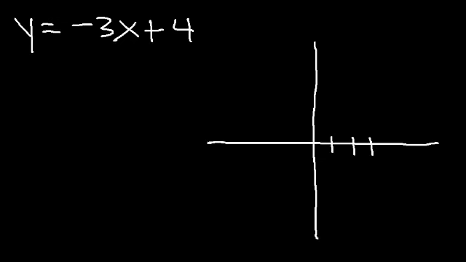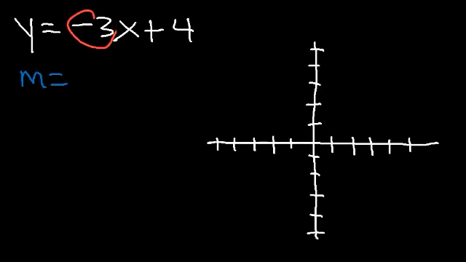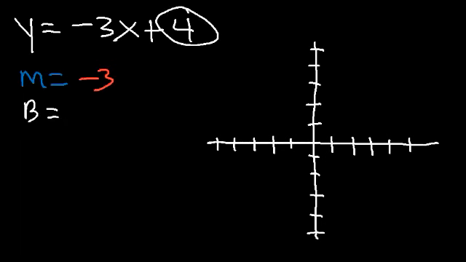So what is the slope and the y-intercept for this graph? The slope is the number in front of x, so the slope is -3. And as we mentioned before, the y-intercept is this number, which is 4. So we're going to start by plotting the y-intercept. So that's at 4 on the y-axis. Now the slope is -3. So that means that it's -3 over 1.